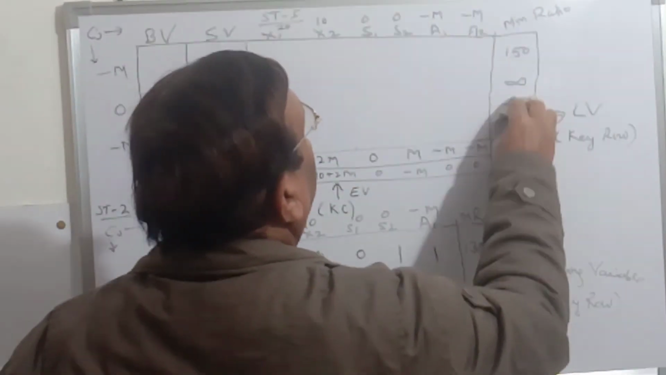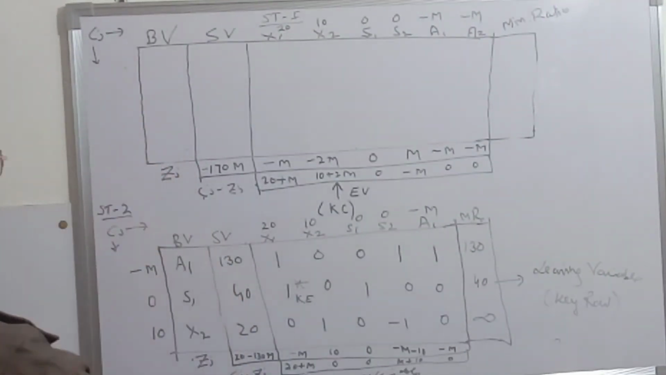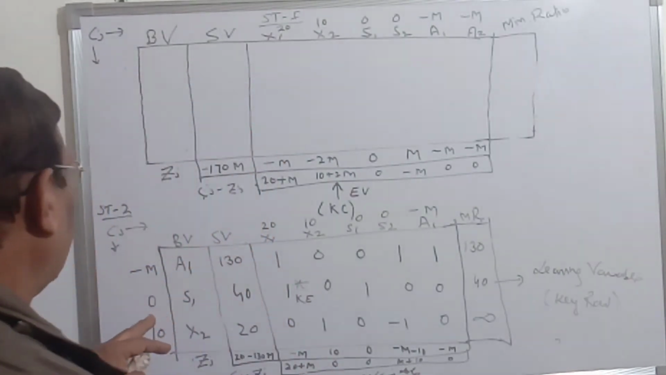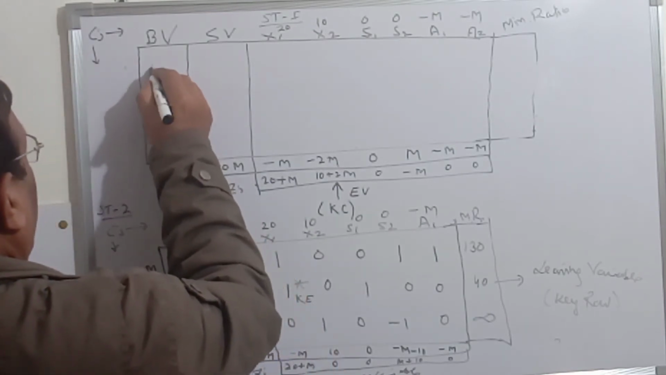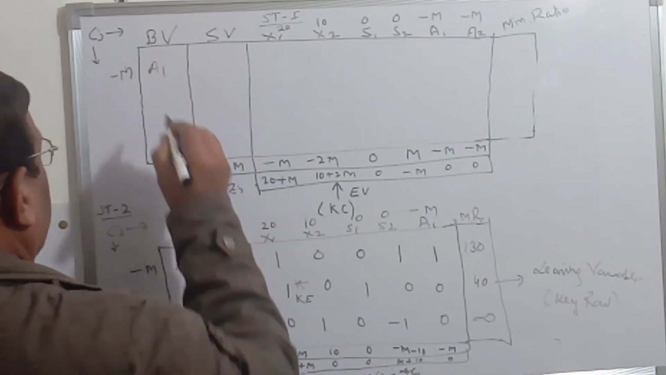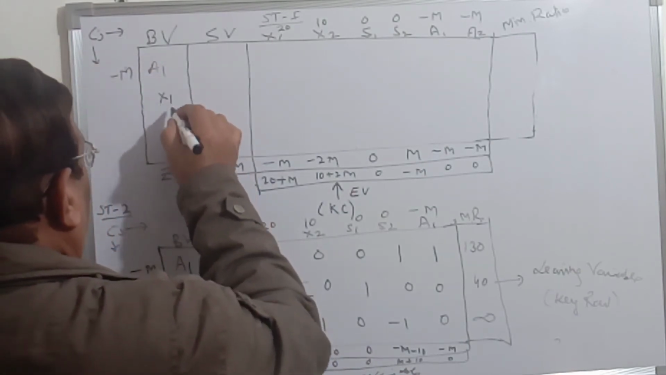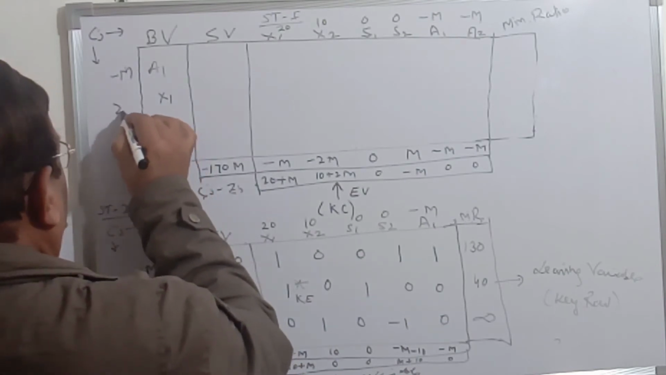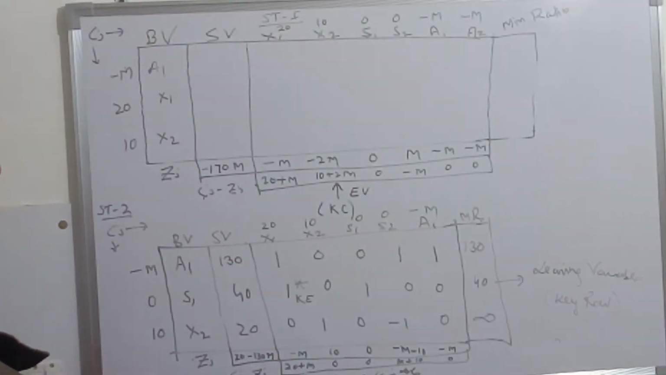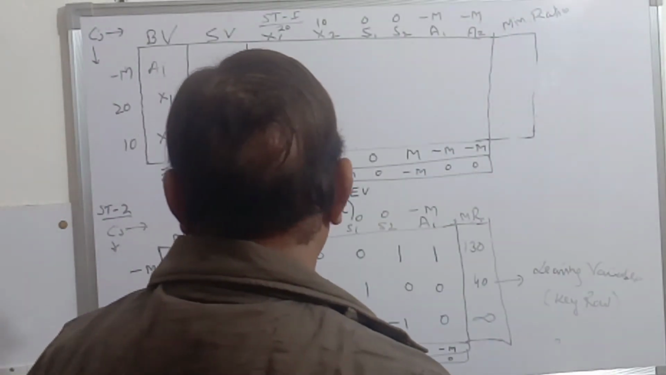Next table, number 3. Here, first of all, x1 will enter and s1 will go. So a1 as it is, a1 minus m as it is, s1, in place of s1 you have to add x1. x1 is 20 and x2 is 10. Now S1 is going out.